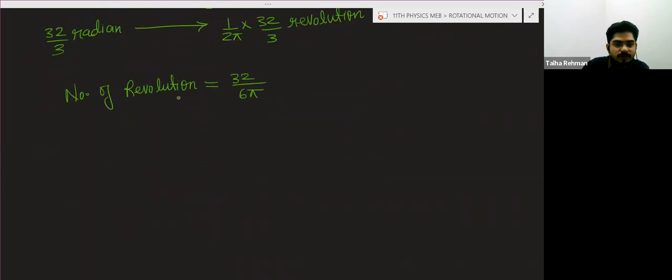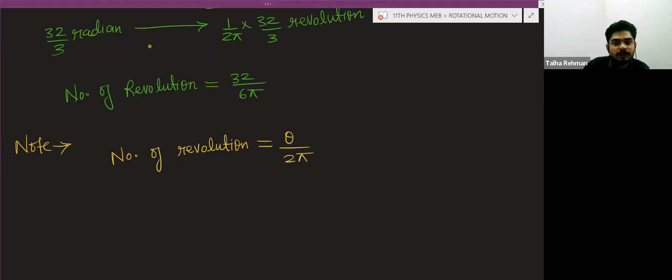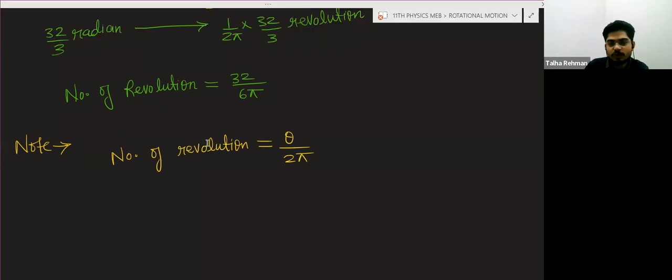And there is one formula you can write if you want to calculate the number of revolutions. You can directly find the number of revolutions is equal to theta, which you put in radian, divided by 2 pi. Theta means the angular displacement. So theta is 32 by 3, divided by 2 pi. Again you will get the same answer, 32 by 6 pi.